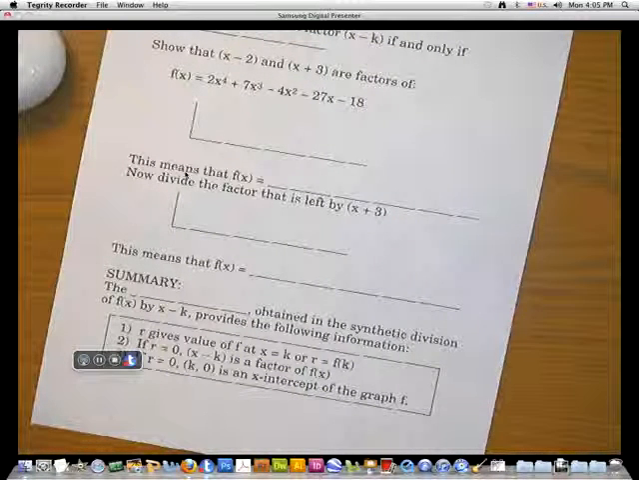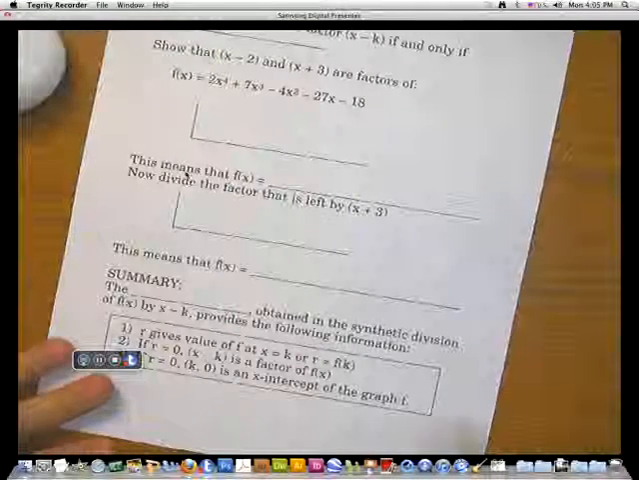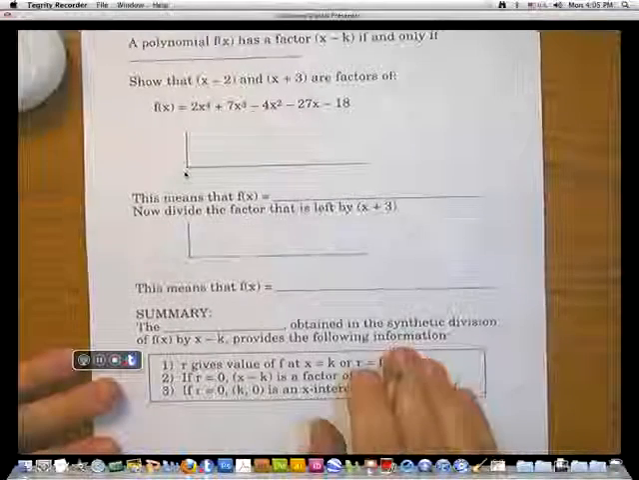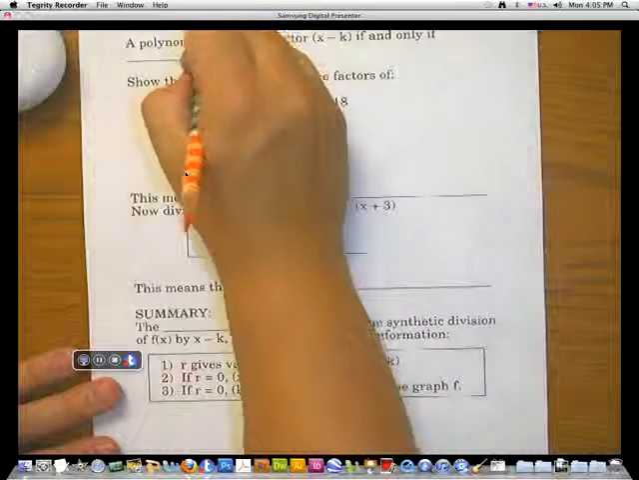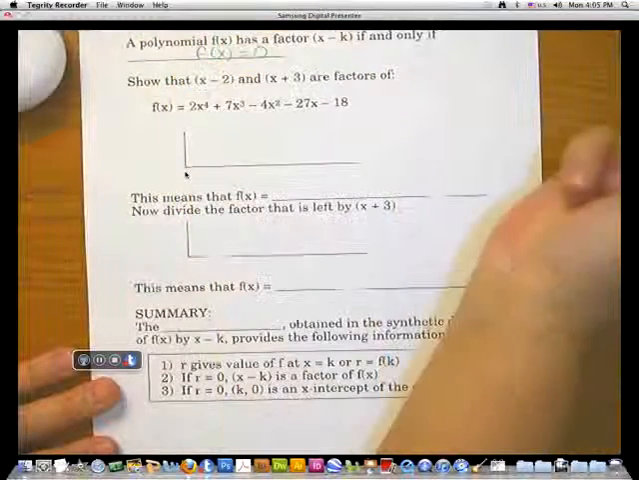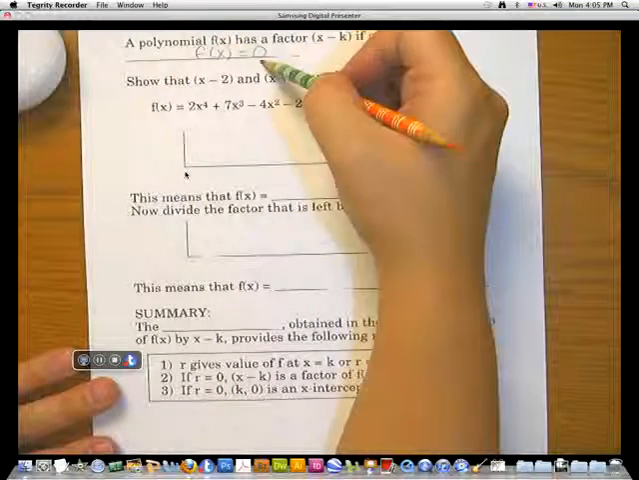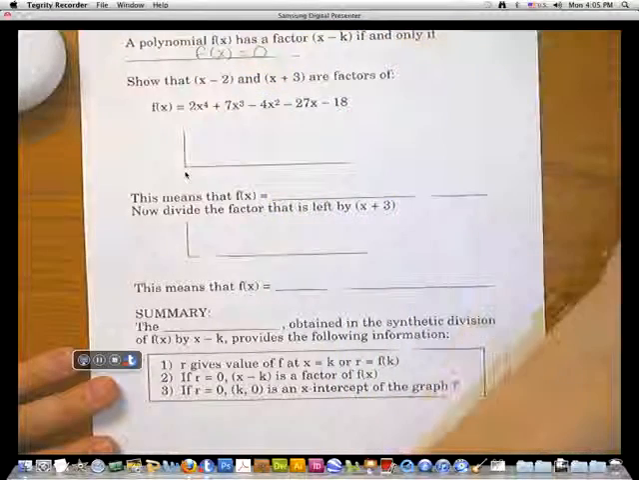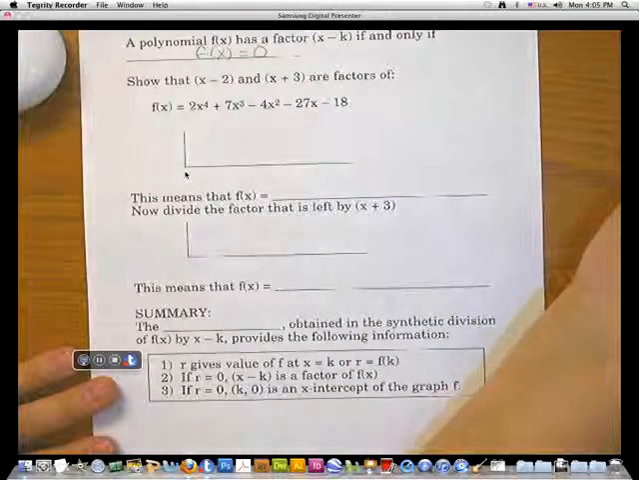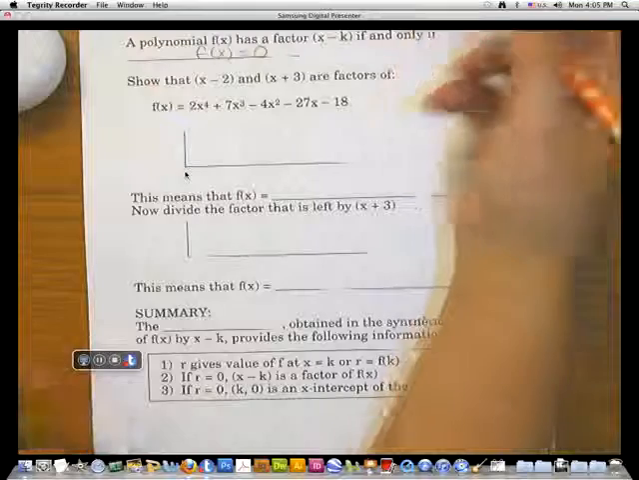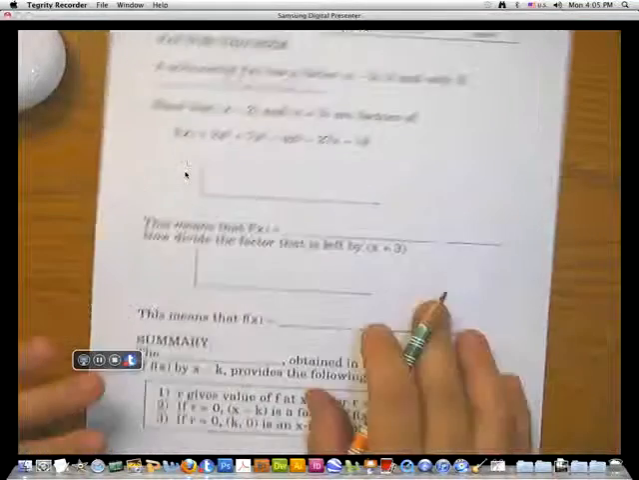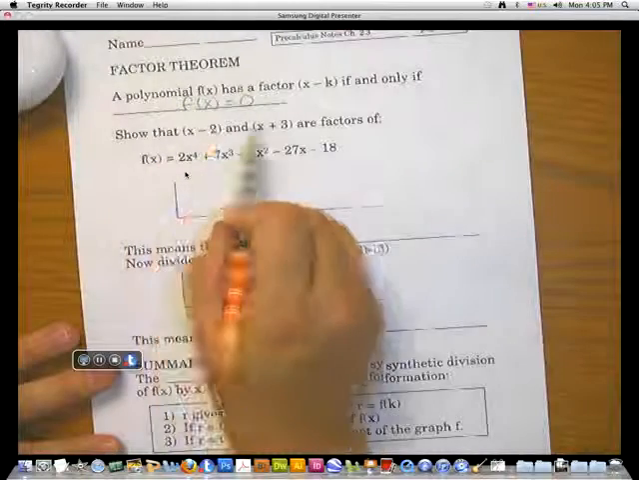Factor theorem. What the factor theorem is, it's kind of the same thing as the remainder theorem, but what happens if I get a remainder of 0? Whatever I put in here and I get 0, all that does is tell me it's a factor. So it just tells me it's a zero, it's an x-intercept, it's a root.